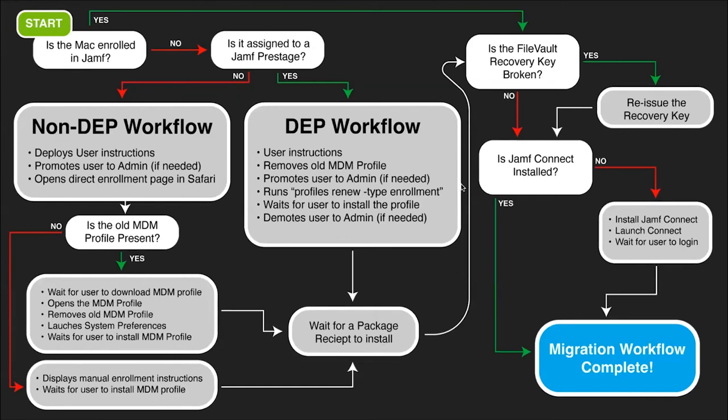What do we do next? Well, now we go through whatever post steps we want to do. In this example, we're going to reissue the FileVault recovery key, but only if it's broken. If it's not broken, we're just going to go straight to the next step. If it is broken, we'll go through the script to reissue the FileVault recovery key. And then we're going to ask, is Jamf Connect installed? If it is, then we're done with the workflow. But if it's not, we're going to install Jamf Connect, launch Jamf Connect, and then wait for the user to log in before we tell them it's complete, because we want the user to log in that first time. At that point, the migration workflow is complete.